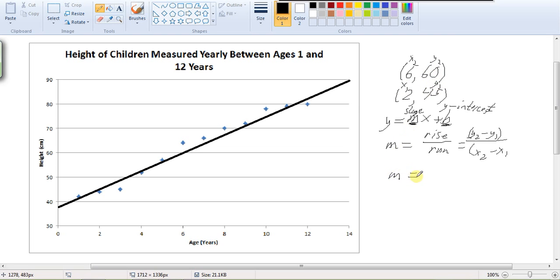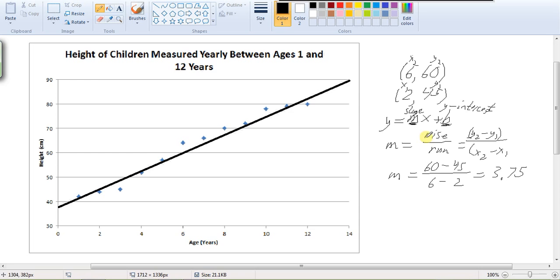So now I can just plug those numbers in. y2, 60, minus y1, 45, and then x2, 6, minus x1, 2. And so then if you calculate that, we get 3.75. So 3.75 is our slope.